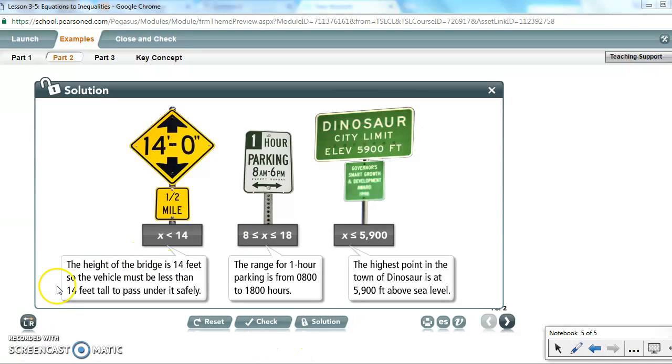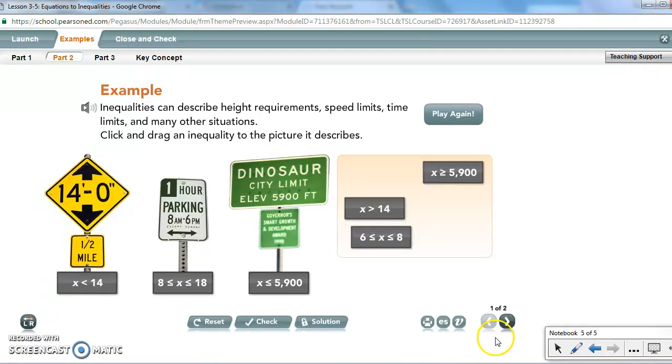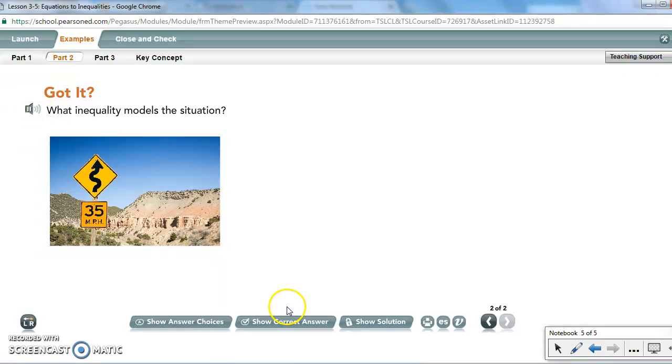The height of the bridge is 14 feet, so the vehicle must be less than 14 feet tall to pass under it safely. The range for 1 hour parking is from 800 to 1,800 hours, and the highest point of the town of Dinosaur is at 5,942 feet above sea level. What inequality models the situation?